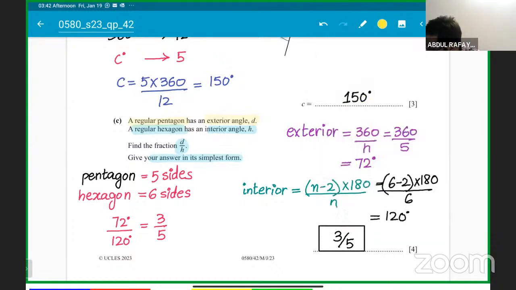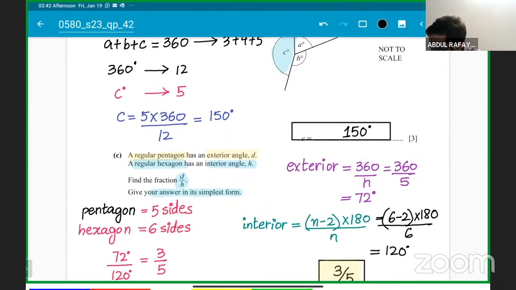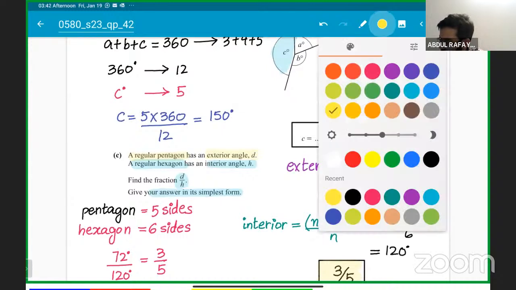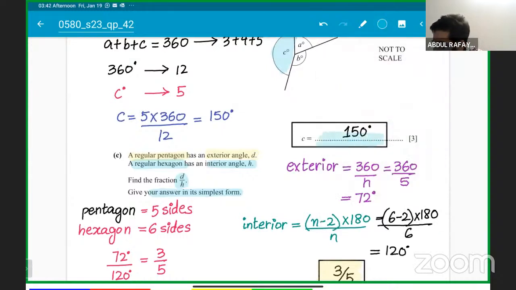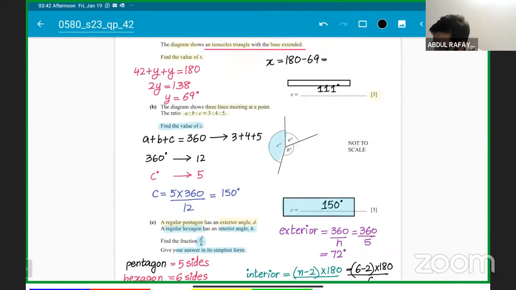Very important to understand: 3 over 5 is the answer for this part, and 150 degrees is the answer for this part. Any doubts in the first page? There are 3 questions on this page. I'll give the whole paper PDF as well so that everyone can revise.